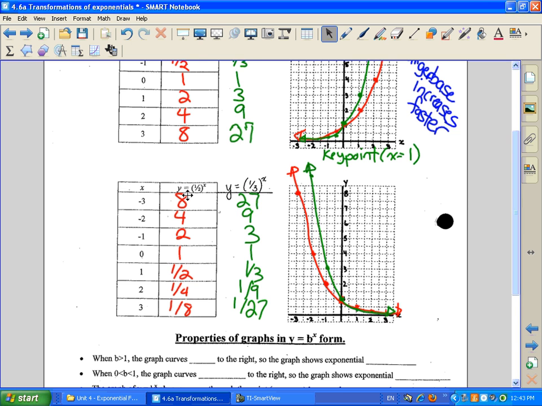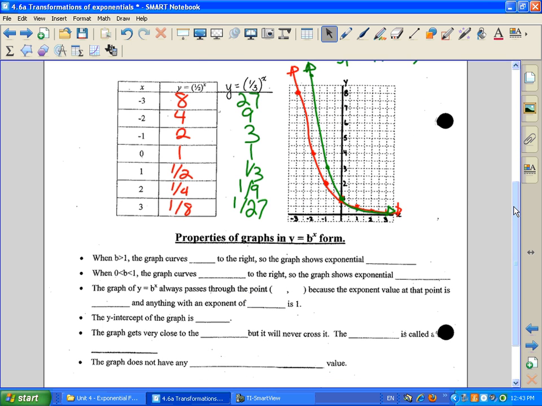Good. All right, let's summarize the properties. This would be a good thing to have starred and say study for test, as we're going to develop even further on in the next page. So, properties of graphs in y equals b to the x form. When b is greater than 1, the graph curves up to the right. So the graph shows an exponential growth.